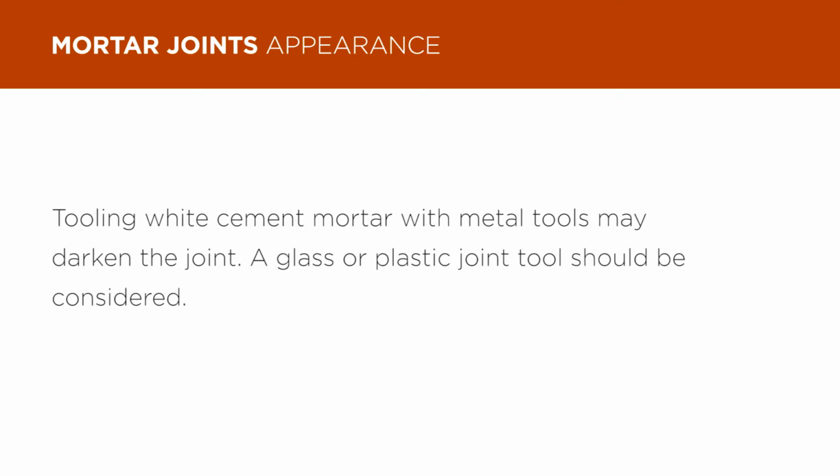Tooling white cement mortar with metal tools may darken the joint. A glass or plastic joint tool should be considered. The effect of tooling on the appearance of a mortar joint is dependent on the type of joiner used and the stiffness of the mortar at the time it is tooled.